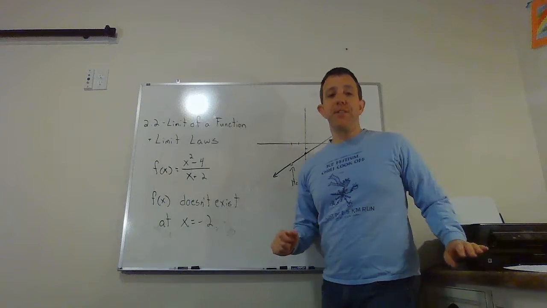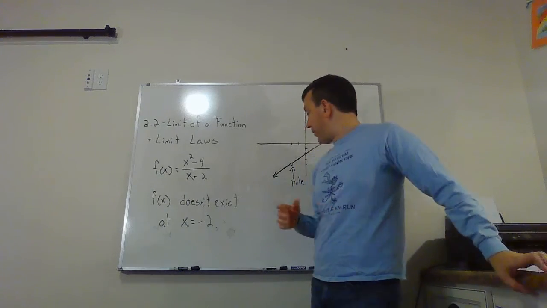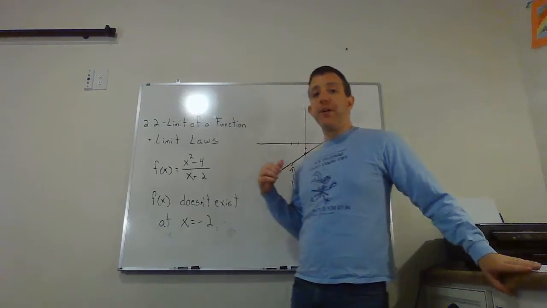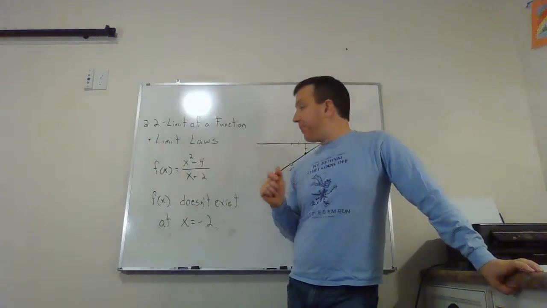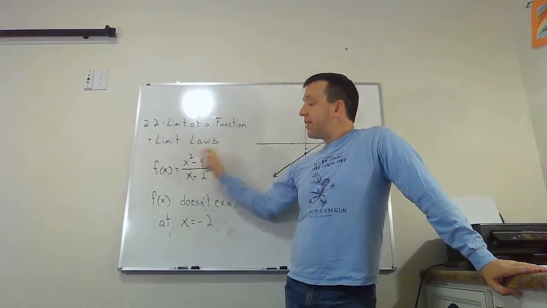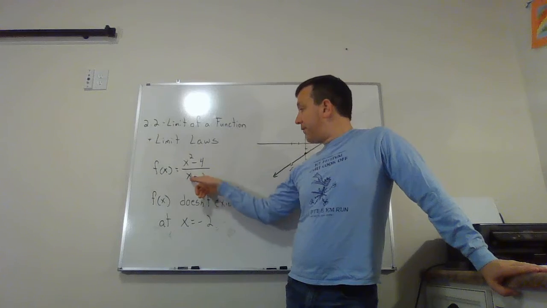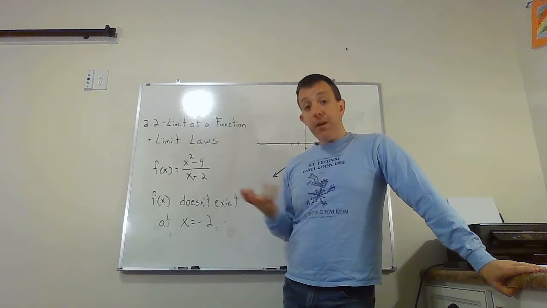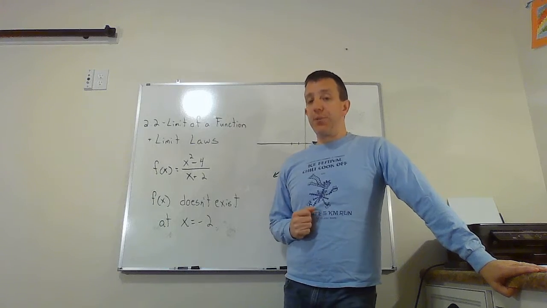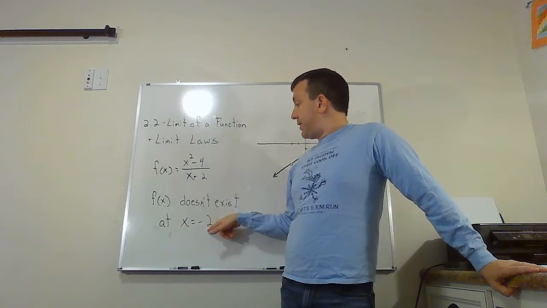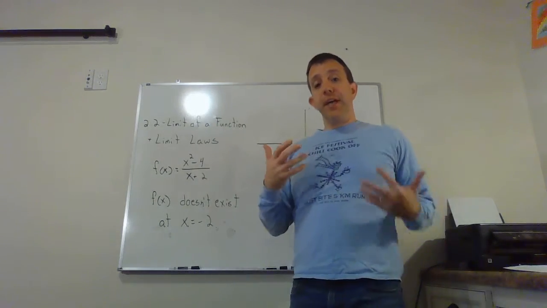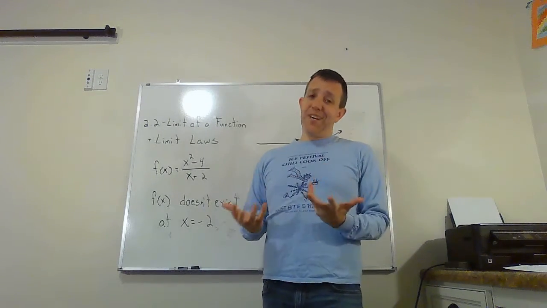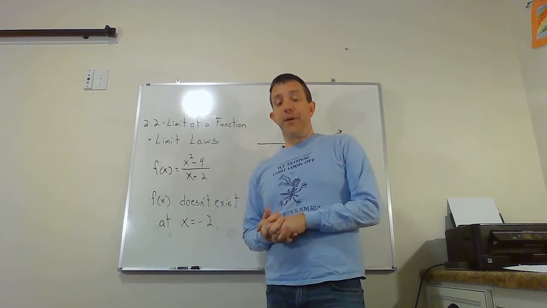Let's start by considering this function that I have on the board, and you can see I've got a graph over here for it. We'll look at that in just a minute. The function is f of x is equal to x squared minus 4 divided by x plus 2. Now, importantly, the function does not exist if x is equal to negative 2, right? Because if you take negative 2 and plug it in, negative 2 plus 2 is 0. You can't divide by 0, so it doesn't exist there.